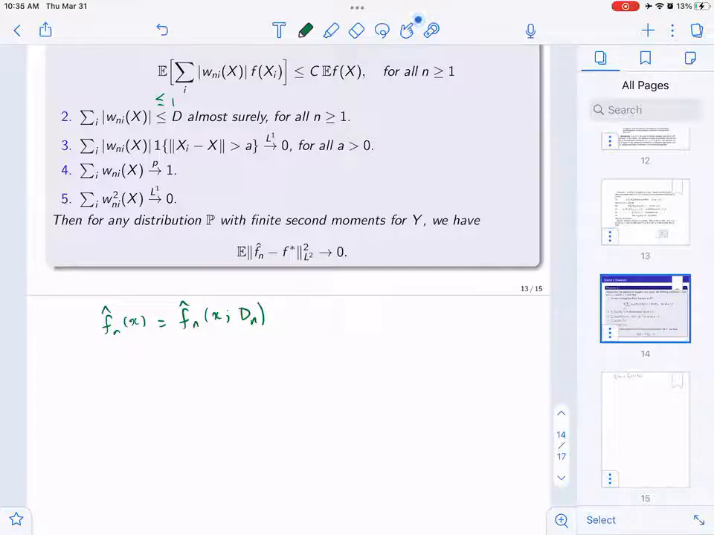Oftentimes we mean this random quantity. It's just a random function here evaluated at x. When I write it like this, I mean the entire random function. So it's just a random number. This is like a deterministic decision rule.